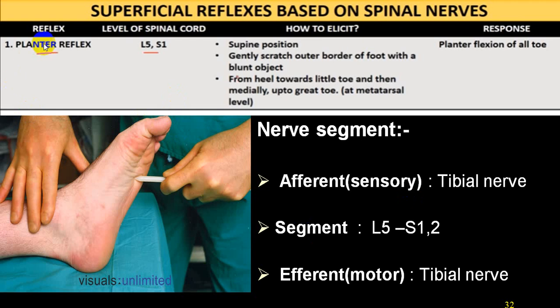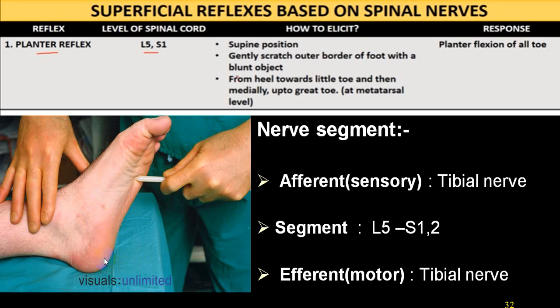Now we are coming to the main part, very frequently asked in theory and oral exams. If you want to differentiate upper motor neuron and lower motor neuron, we always look for the plantar reflex. Spinal cord root value is S1. The best method of eliciting is in supine posture, with the leg extended at knee and hip. You hold at the ankle.